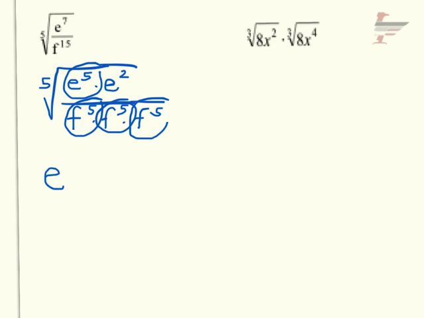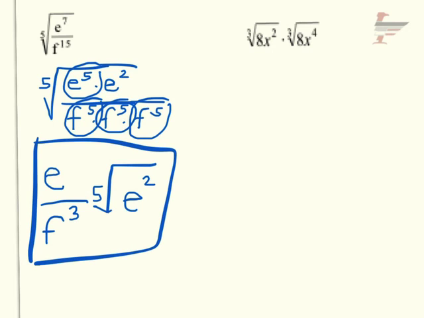and on the denominator I can bring out 3 f's, which is f times f times f, so f cubed, and that's still in the denominator, be careful. And inside the 5th root I only have an e squared left. I guess I didn't need to make that 5th root so big, right? And that would be your final answer.